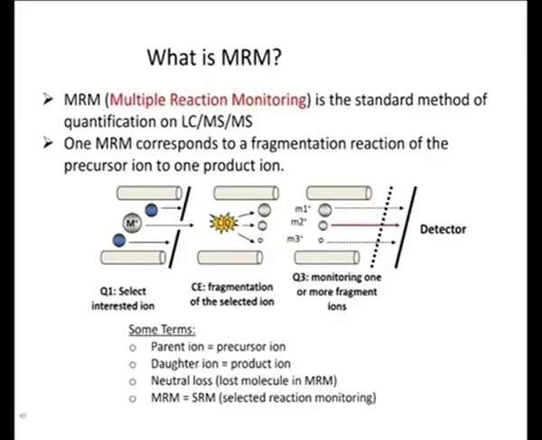This is very important, that you should understand what MRM is. MRM is multiple reaction monitoring. It is a standard method for quantification in LC-MS. How does it work? In MRM, you select the particular compound, ion, or peptide on the first quadrupole. It goes to the second quadrupole and undergoes fragmentation, and you select only the product ions having the highest intensity. That means here Q1 and Q3 are both in SIM mode.